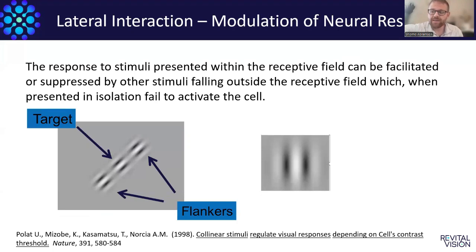The neural response to the stimulus can be facilitated or suppressed by other stimulus falling outside the receptive field, which when presented in isolation fail to activate the cell. So the flankers can create a crowding effect, suppressing the neural response, or an inducement effect, enhancing the neural response, depending on specific parameters.